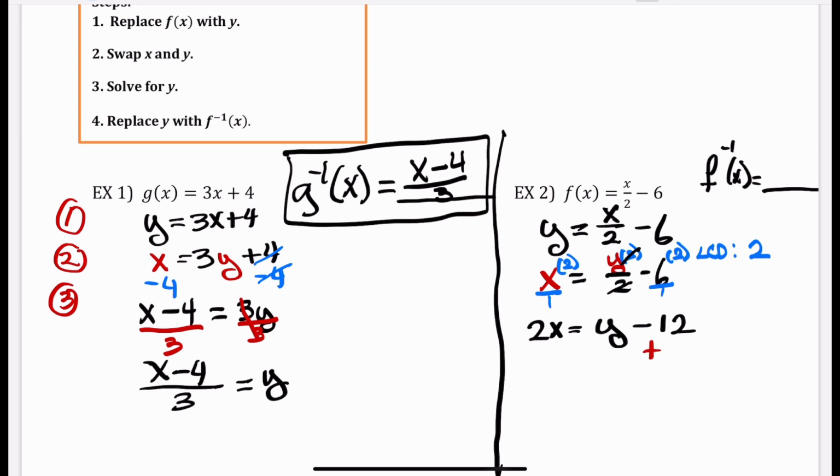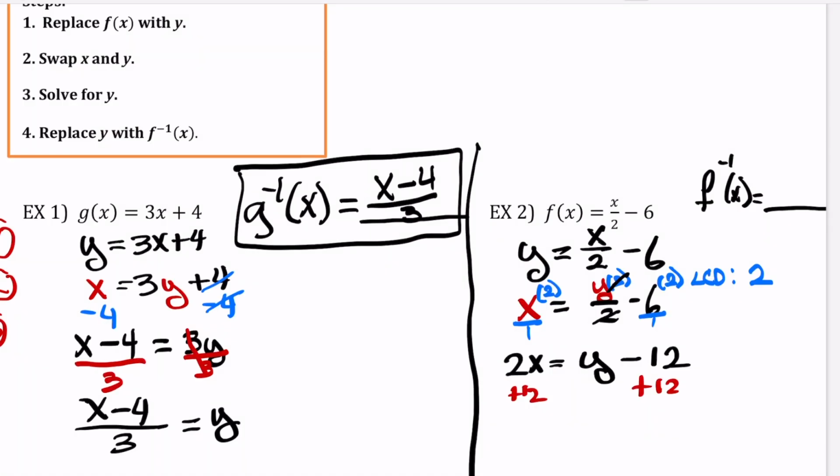So we'll do plus 12 and plus 12. Since 2x and 12 are not like terms, we will just write this out as 2x plus 12 equals y. And now that y is by itself, we have found f inverse of x. It is 2x plus 12.